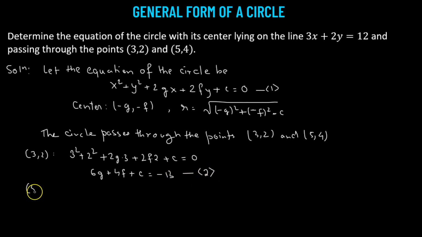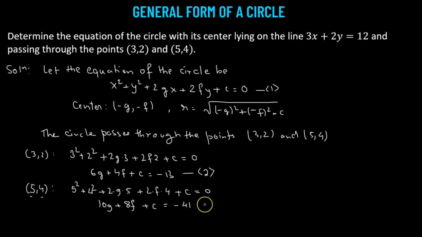Similarly, if we consider the other point (5, 4), that's also going to satisfy the equation. So we'll replace x with 5 and y with 4. We get 5 squared plus 4 squared plus 2 times g times 5 plus 2 times f times 4 plus c equals 0. Arranging the terms, we get 10g plus 8f plus c equals, so 5 squared is 25 and 4 squared is 16. So 25 plus 16 is 41, which becomes negative 41 once we transpose it to the right hand side. Let this be equation number 3.